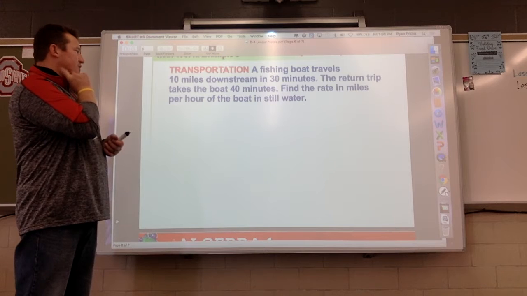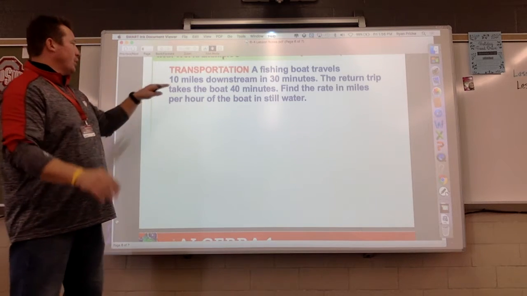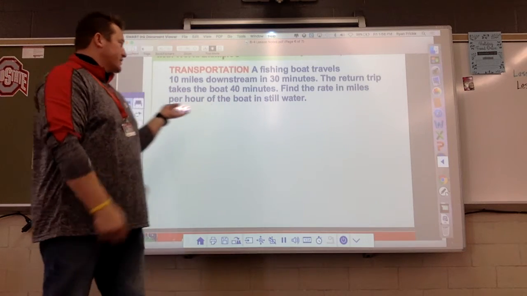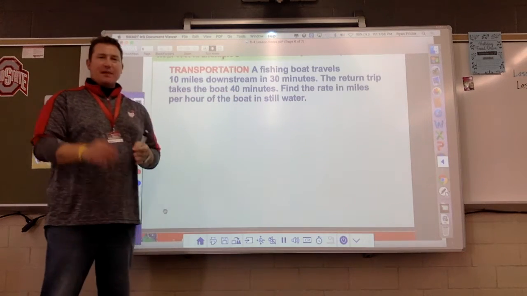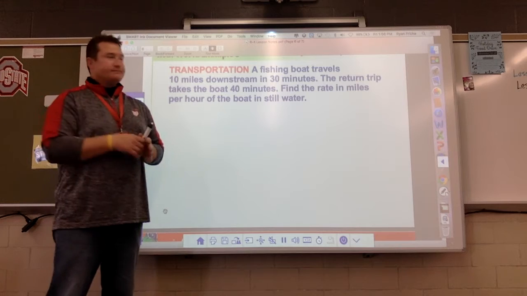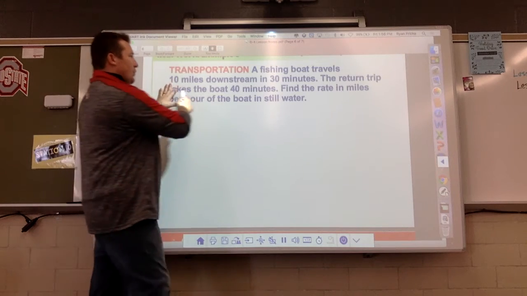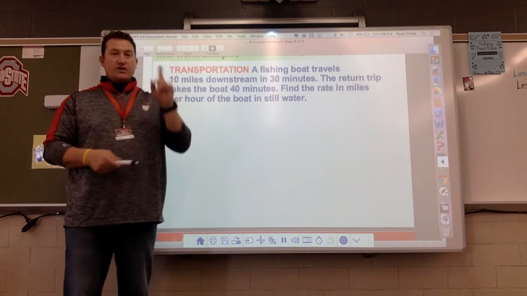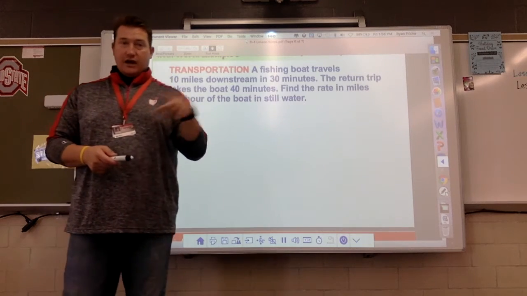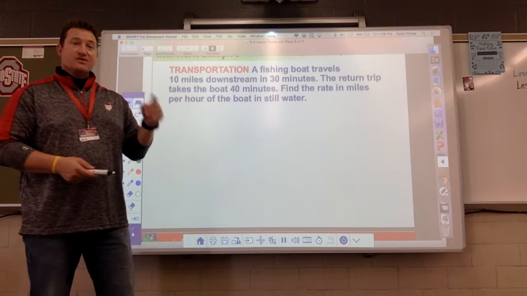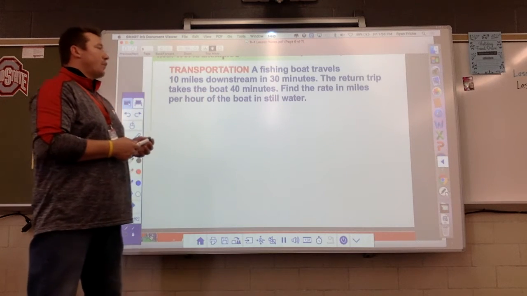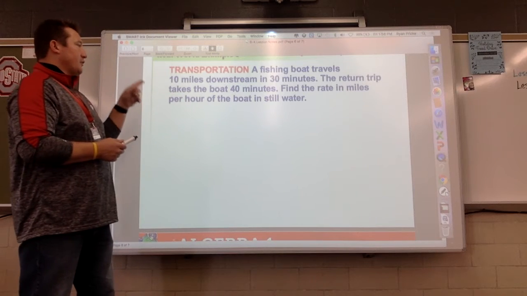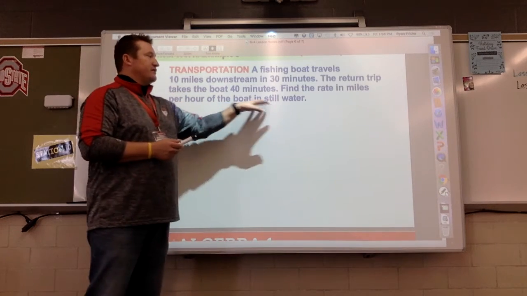All right. Well, do we know how far we went? We did. So, guys, we have 10 miles to go. So 10 miles downstream. Great. That took us 30 minutes. The return trip was also how long, right? It was 10 miles as well. That one took 40 minutes. Okay, so we have to find the rate in miles per hour of the boat in still water.